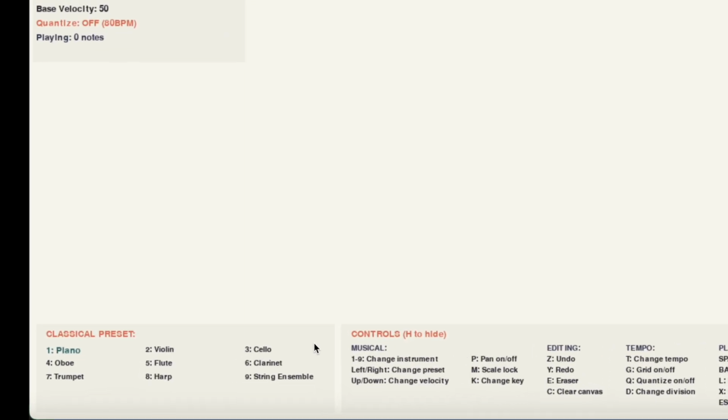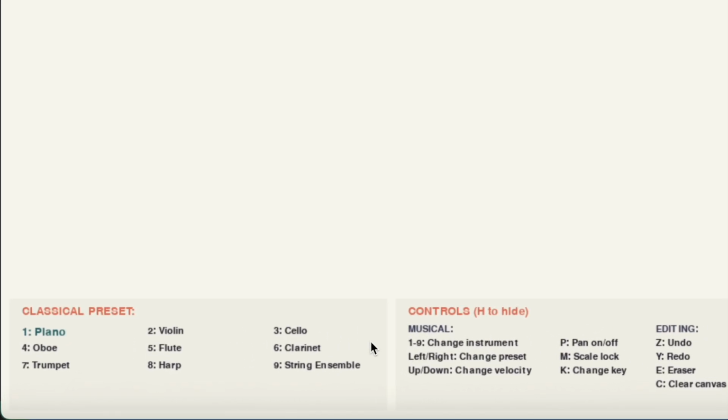The bottom left panel displays the 9 instruments available in the current preset. You can quickly switch between them using the number keys 1 through 9. Each preset offers a carefully curated selection of timbres for different musical styles.